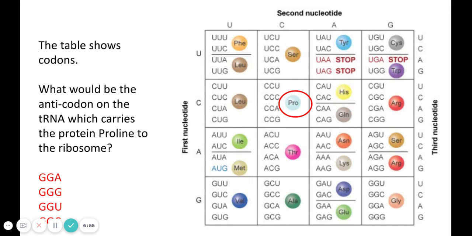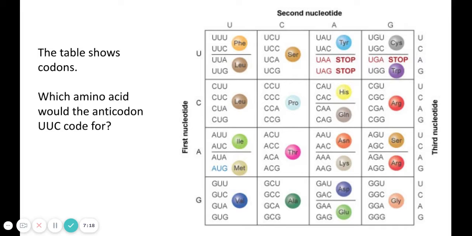So if the first one's CCU, you would write GGA, CCC becomes GGG, CCA becomes GGU, because remember, anticodons are RNA, so no T's, and the last one is CCG, so that would be GGC. Any one of those answers would be correct in the red, as long as you remember to translate from the codon into the anticodon.